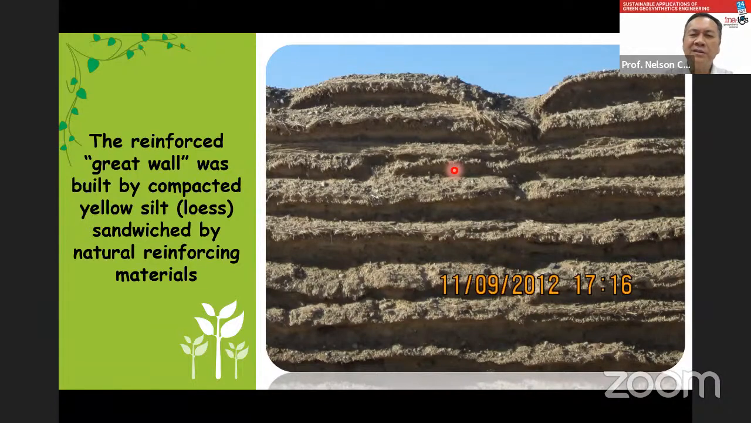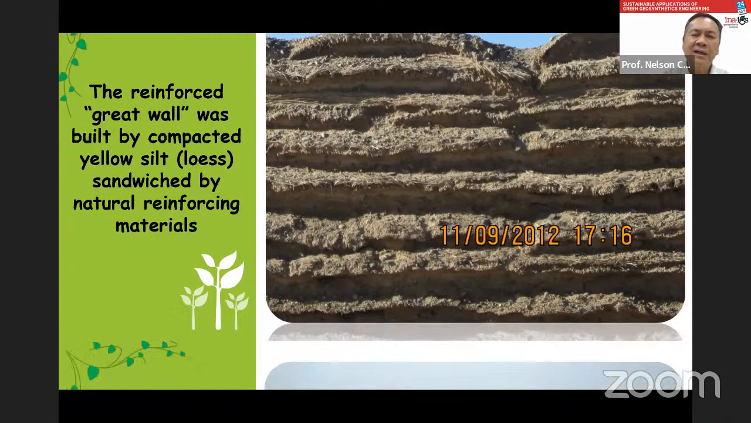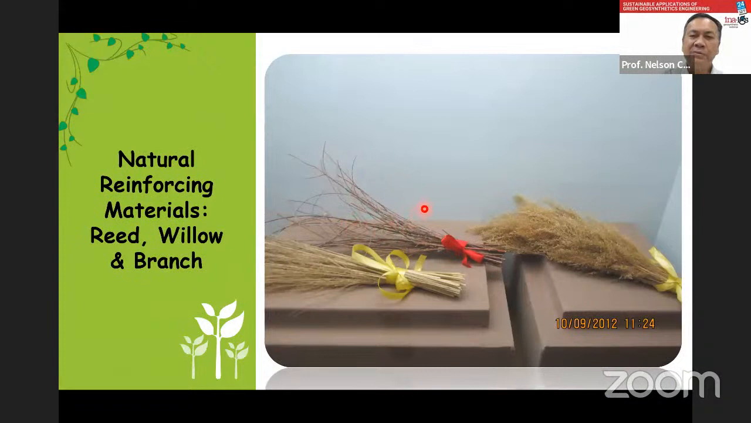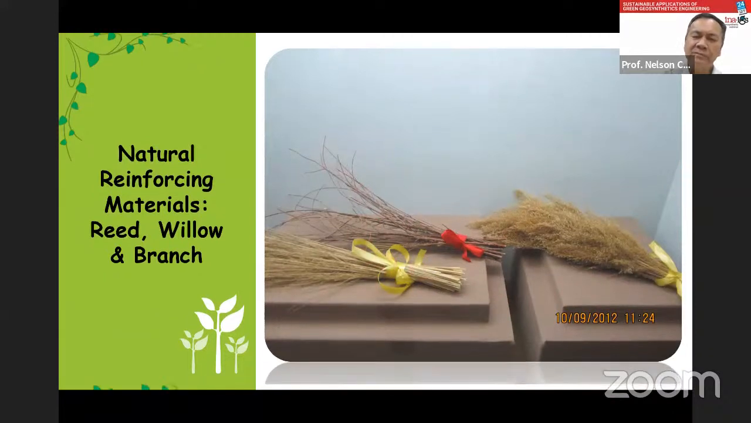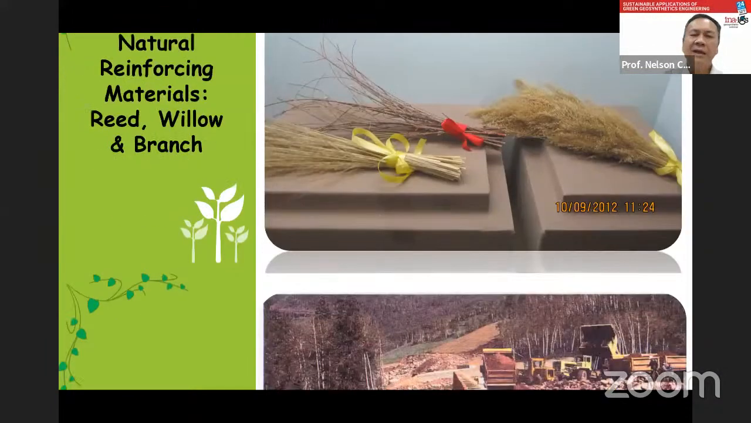And the ancient engineers found out that building this kind of vertical reinforced structure is most cost effective. And by using this reinforcement, the wall can be built vertically. I also visited the Great Wall Museum to see what kind of reinforcement they used. Those are reeds and willow branches. So all of those are natural reinforcement.